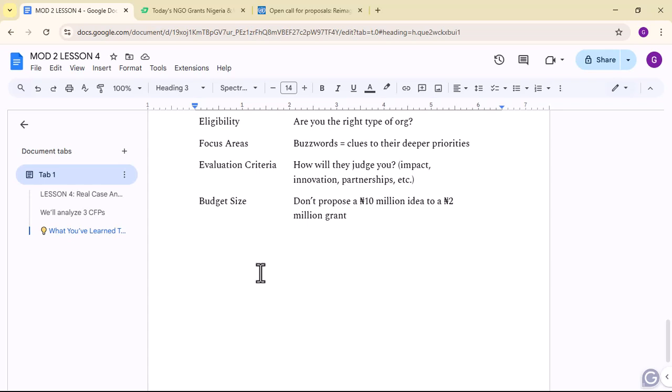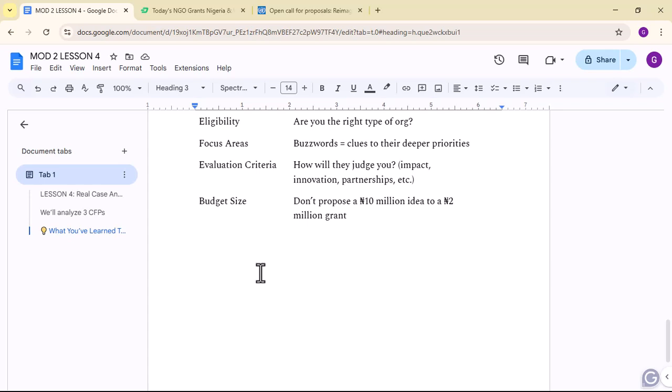A pro tip I want to give you is that you don't just fit in, you have to align. A great proposal does not just tick boxes, it feels like it was written for that funder and that opportunity. Proposals that feel custom made always stand out. It has to be custom made before you submit.